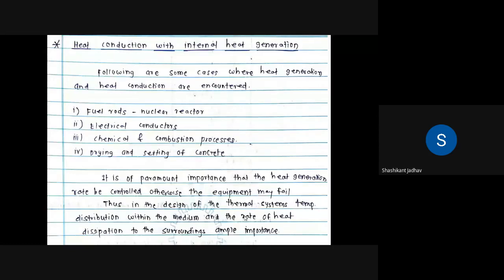So now write down the next point, that is heat conduction with internal heat generation. Now, whatever part we have covered up to yesterday's lecture, in that part we have not considered the internal heat generation. That means in the component we considered, we did not consider internal heat generation. So there are so many examples where heat generation in that component takes place.